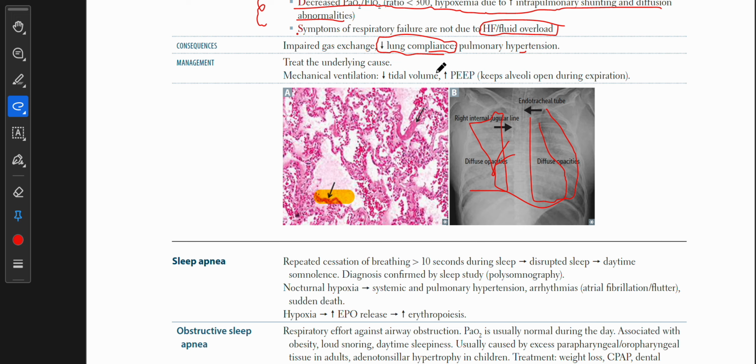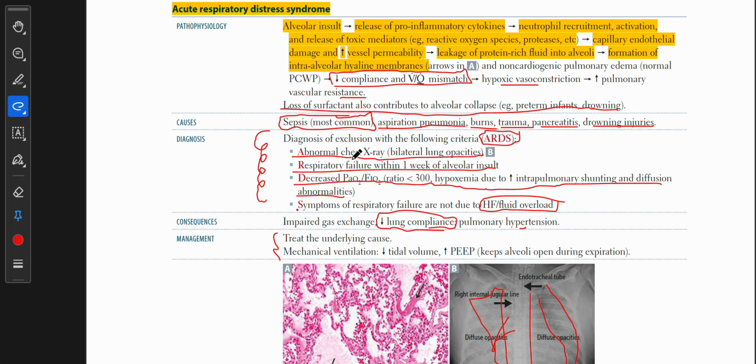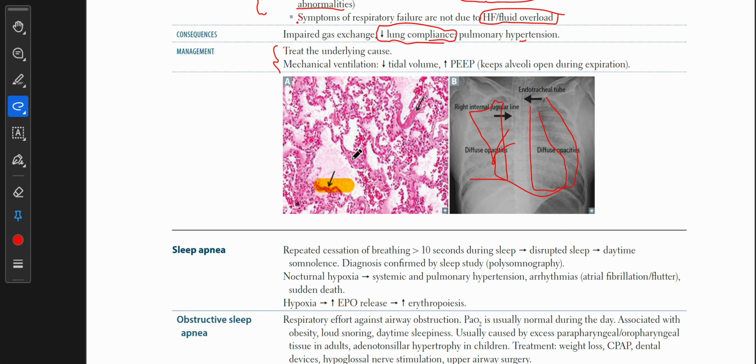And also in management, there should be treatment of the underlying cause, like what is the cause of ARDS, right? Like sepsis, aspiration pneumonia, trauma, or pancreatitis. And also mechanical ventilation with decreased tidal volume and increased PEEP, which keeps alveoli open during expiration, right?